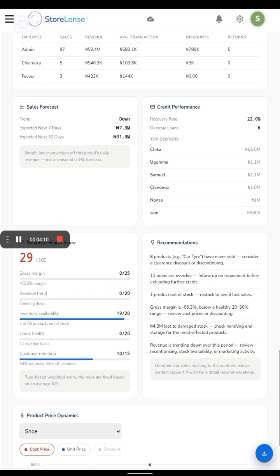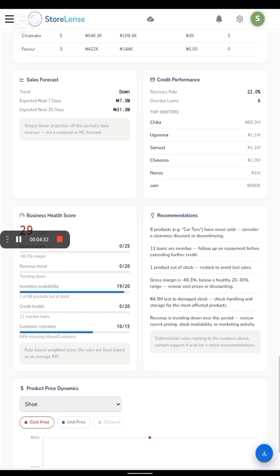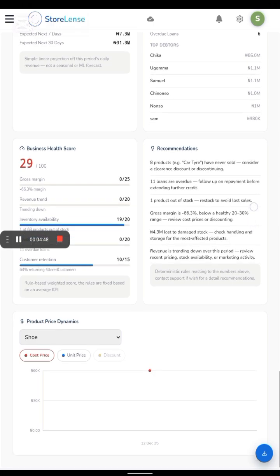Now the software will also recommend some things for you, which are under the recommendations, where you will see, just like we are seeing here, 8 products, for example car tire, have never been sold. Consider a clearance discount or discontinuing buying this product. 11 loans are overdue. Follow up on repayment before extending further credit. 1 product is out of stock. Restock to avoid loss of sales. So all these things are what the software will recommend for you, so that you know the right things to do at the right time.